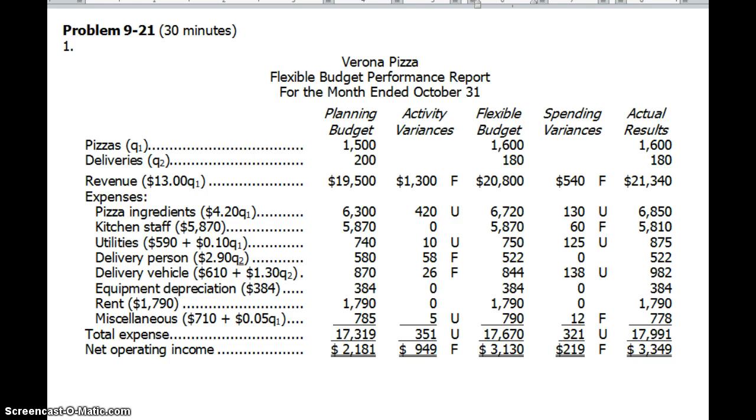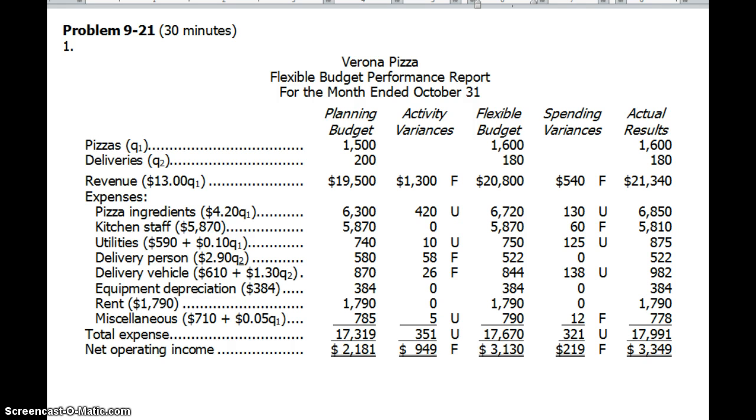Alright, so we have the actual results. They want us to prepare a flexible budget performance report that shows both activity variances as well as revenue and spending variances for the pizza shop for October. And finally, they want us to explain these variances.